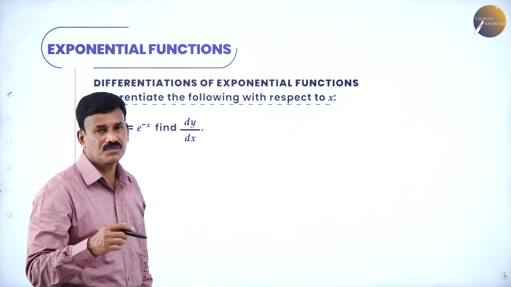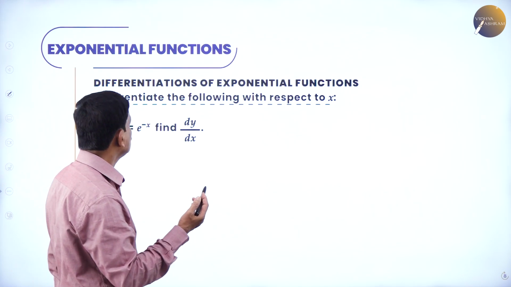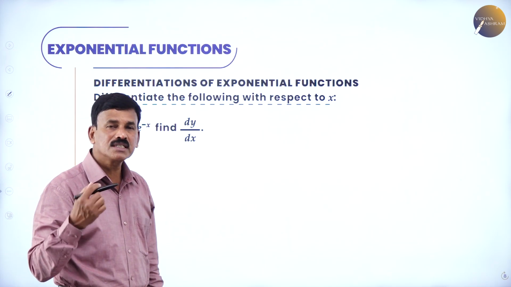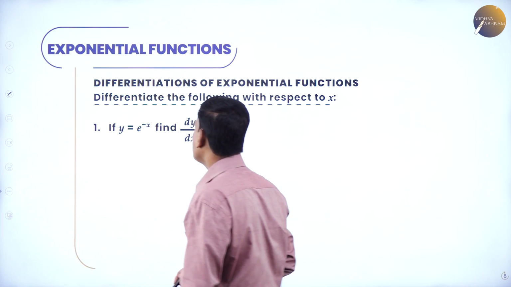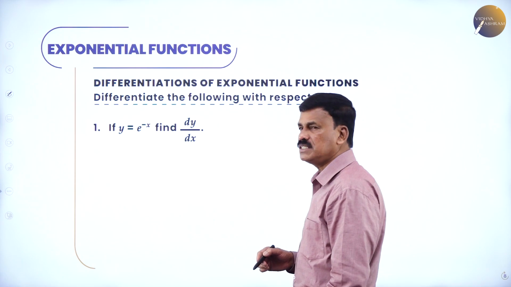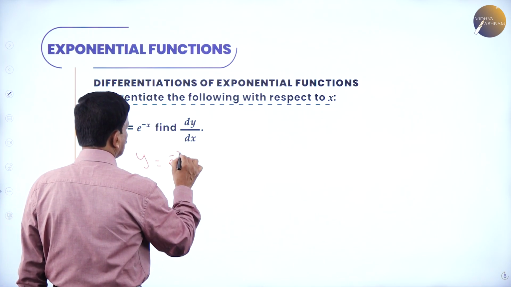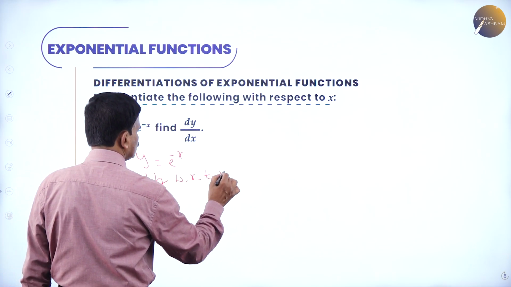So, different types of differentiations you are going to study. First one is the implicit function. Second one is the differentiation of exponential functions, then logarithmic functions, and then parametric functions. Now here what is given? If y is equal to e to the power of minus x, find dy by dx. So, y is equal to e to the power of minus x. Differentiate this. Differentiating with respect to x.